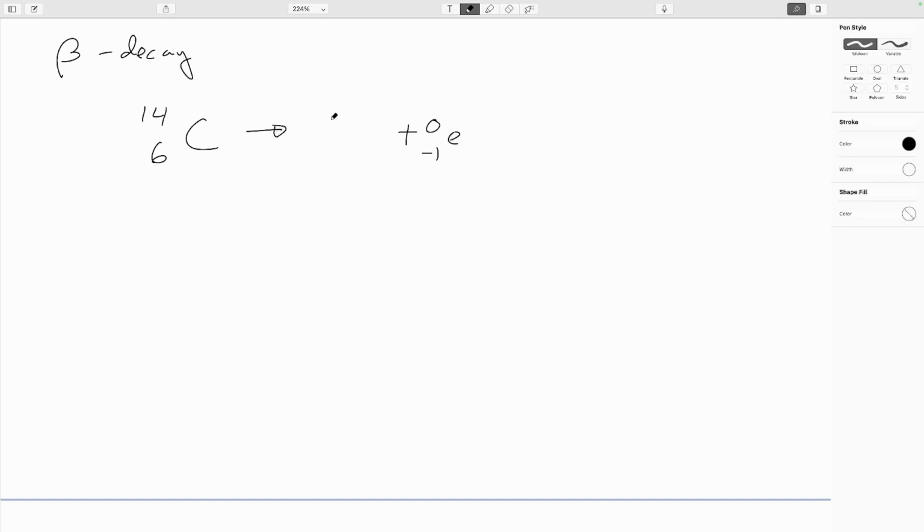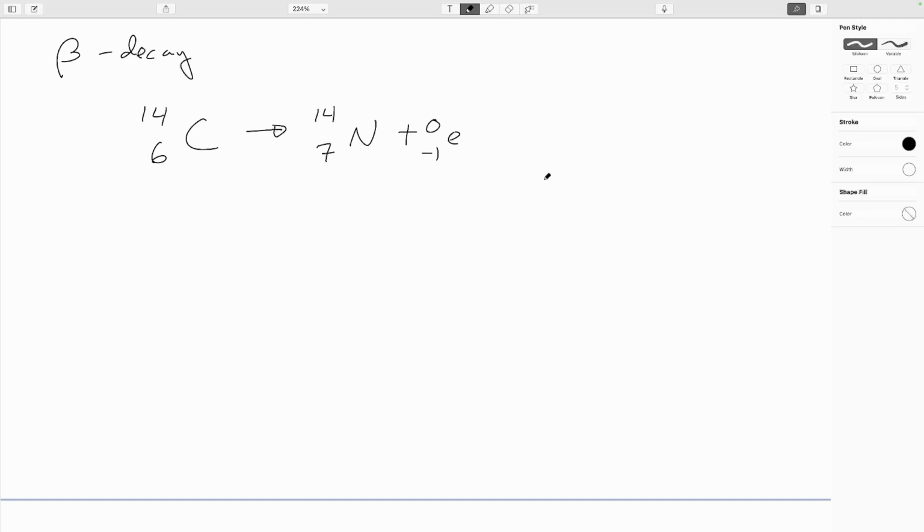So 14, what do I add to 0 to get 14? Well, the product has to have a mass number of 14. What do I add to -1 to get 6? Well, that'll have to be 7. 7 is nitrogen.